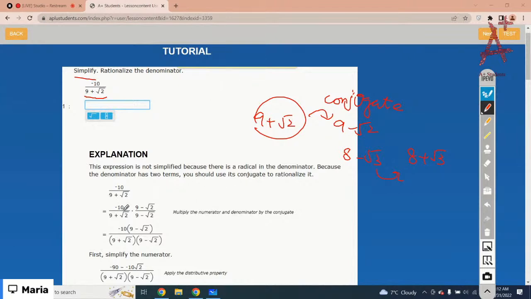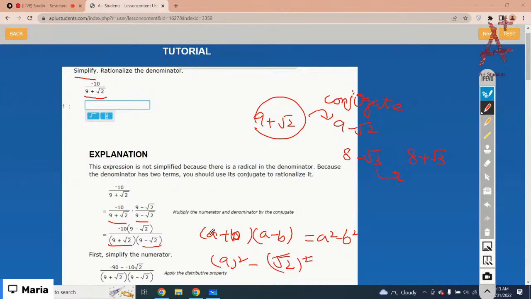So you have to multiply and divide with the conjugate. Why are we multiplying and dividing with it? Because we have to remove the radical from the denominator. So when you multiply them, it would be 9 plus square root 2 and 9 minus square root 2. It is like a plus b and a minus b. When we have a plus b times a minus b, we can write it as a square minus b square. So you can write them as 9 square minus square root 2 square. This way, we can get rid of the radical in the denominator.